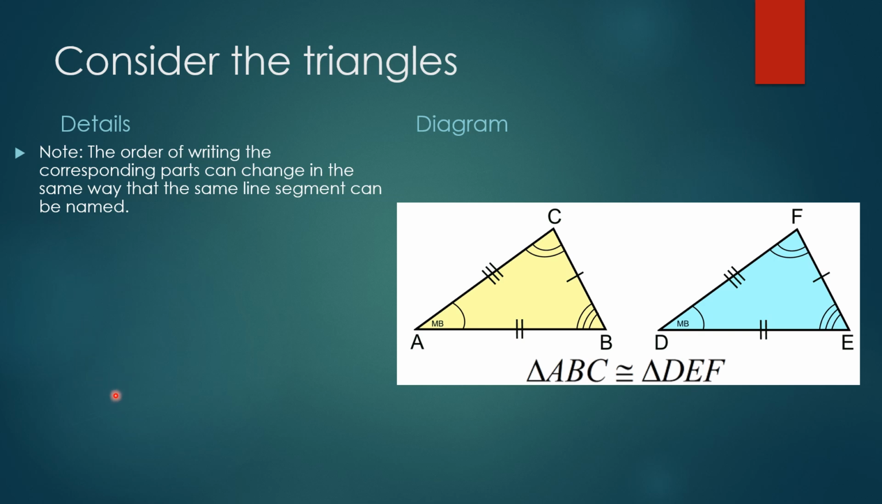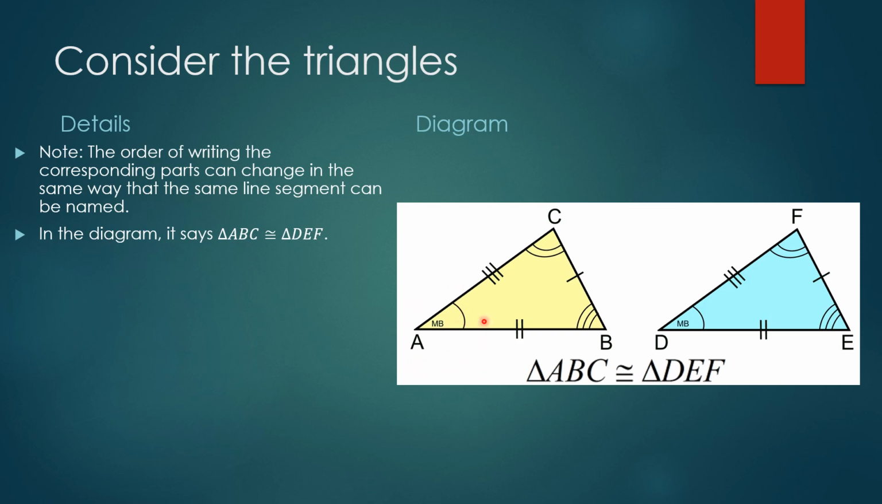Now, I want you to note that the order of writing the corresponding parts can change, in the same way that the same line segment can be named. As you recall from the very first video, we were able to say line segment AC or line segment CA. That means the same thing. It's the same structure. Same thing here. If I were to say triangle ABC is congruent to DEF, as it is in here, then we could also switch the order of the vertices. Please note that the corresponding vertices must match up.